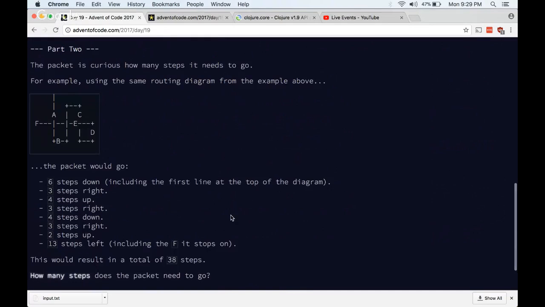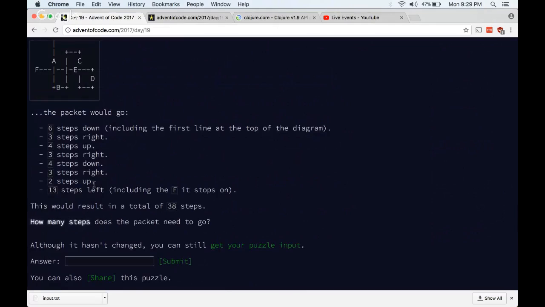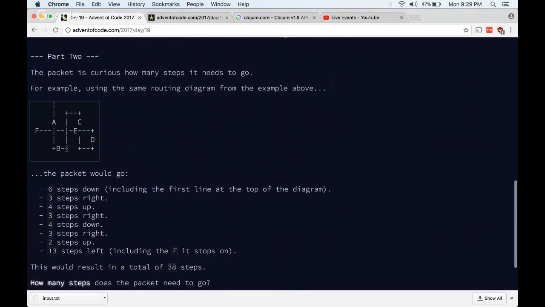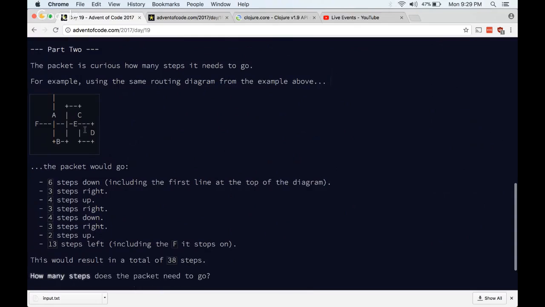Okay, Packet is curious how many steps it needs to go. For example, so basically it's saying that, wait, steps down, 3 steps right, 4 steps up, 3 steps right.